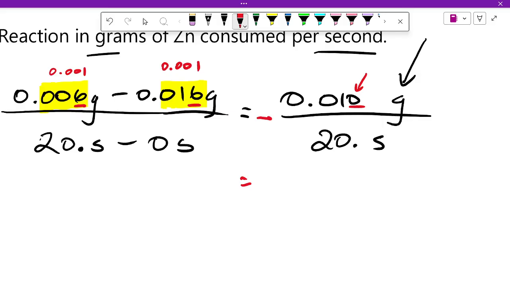All right, and so we do that, we get 0.01 divided by 20, and we get 5 times 10 to the negative 4. Units: we should never forget the negative, grams per second.